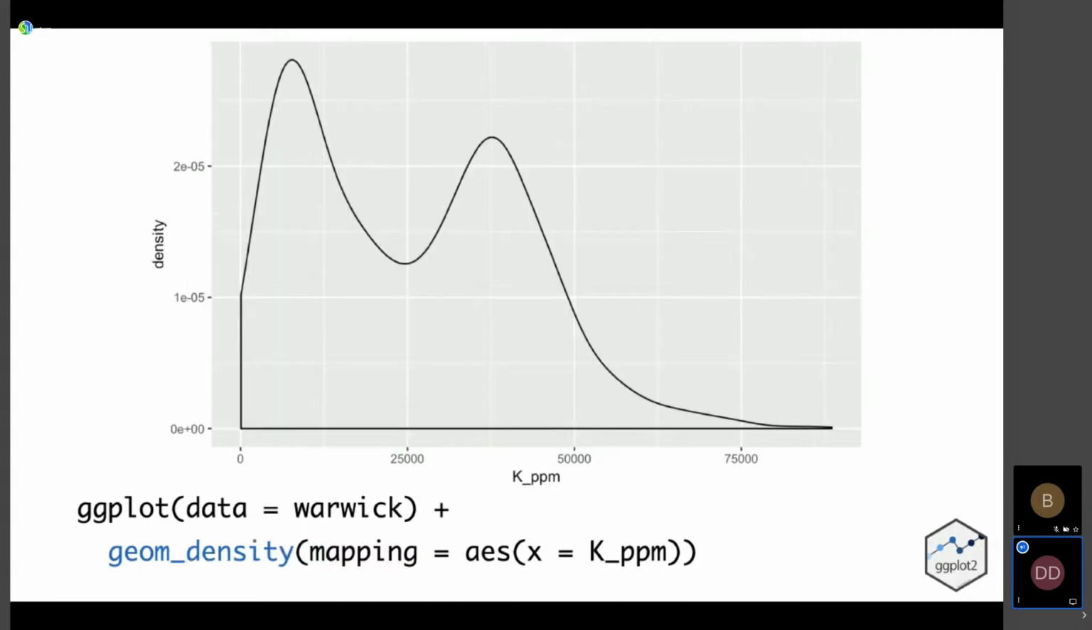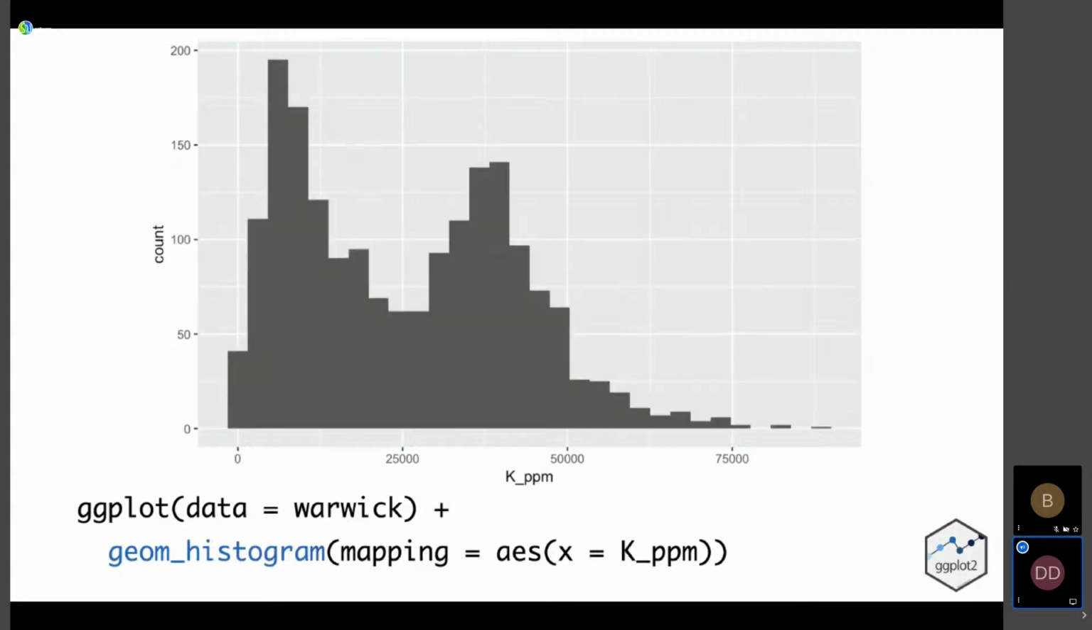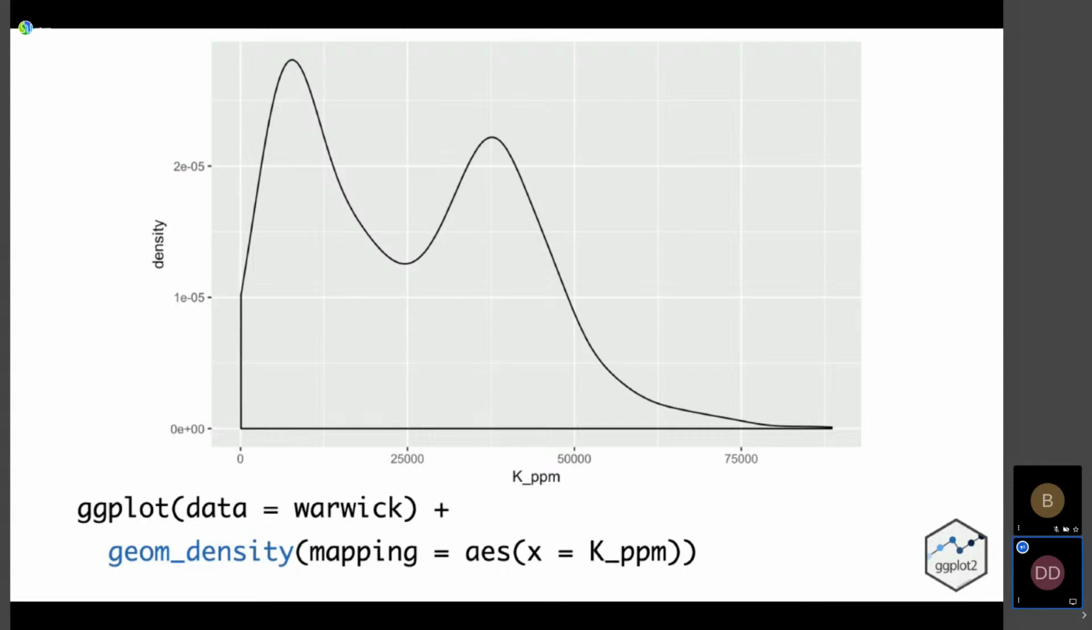So it may not be the only thing that we use to draw that. For example, a histogram is one way to represent one continuous variable, but you can also use a density plot. So you can use geom_density. Again, the data is the same and the mapping is the same, but we're using a different geometry to visually represent that on our plot.